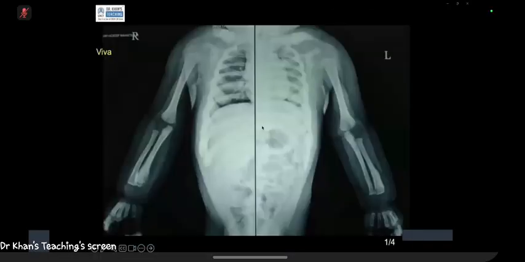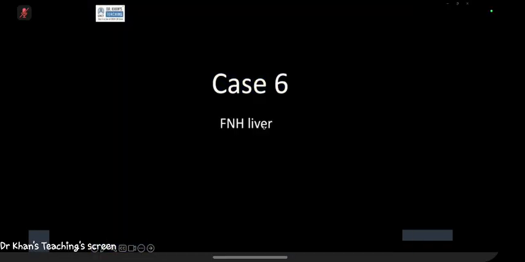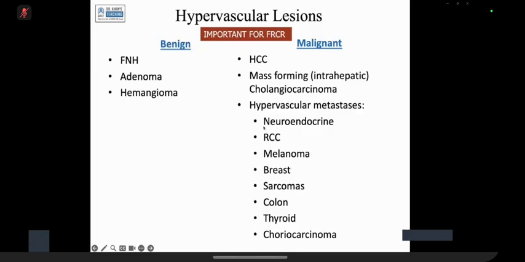Okay. The differentiating agent is Primovist. We can use it. In the FNH, it will enhance, because it will take the contrast. But in adenoma, it will not take the contrast.